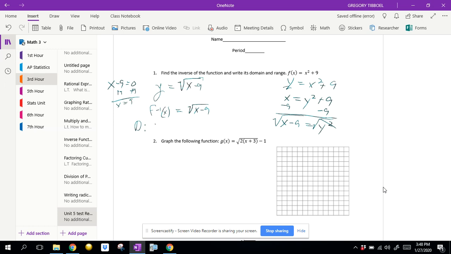So my domain is 9 to infinity. So it can go from 9. 9's my smallest number, and everything bigger is fair game.